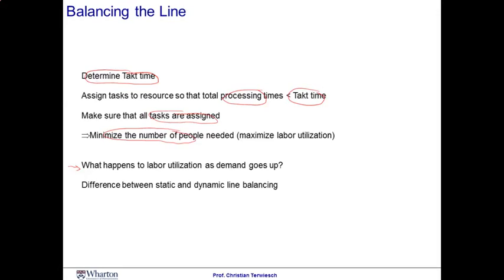To see this, think about the opposite effect. Think about the case of balancing a line with just one person. Balancing a one-person line is trivial. That person will have little idle time and we have a very high labor utilization. As you go in the opposite dimension, you add more people to the line and reduce the takt time, line balancing becomes increasingly hard.